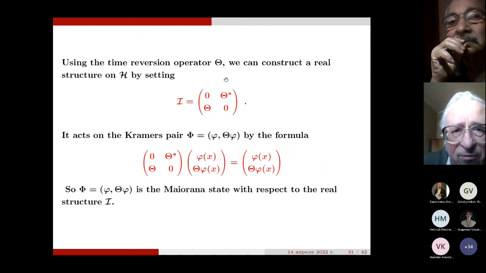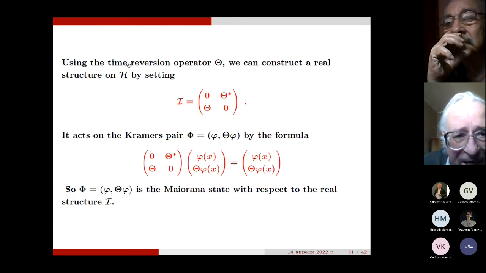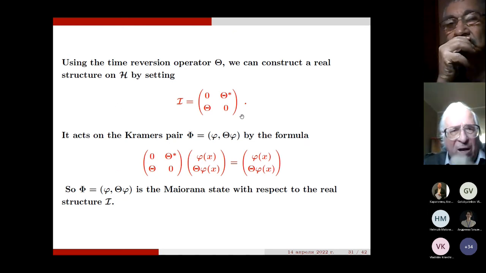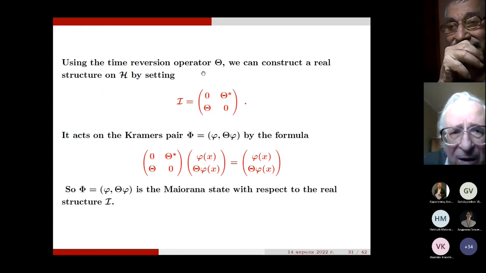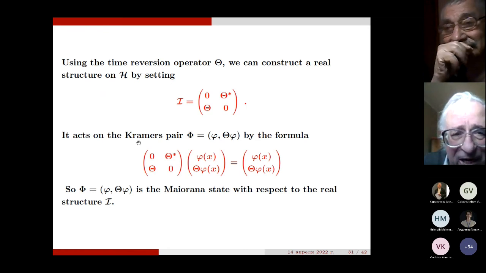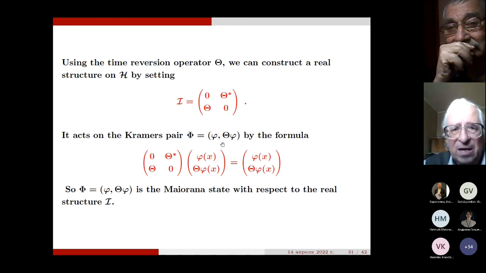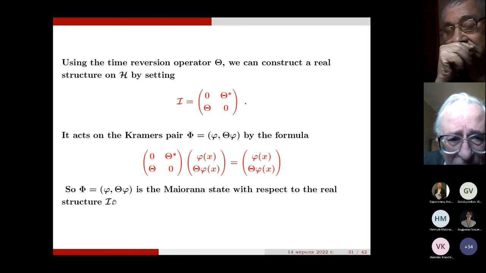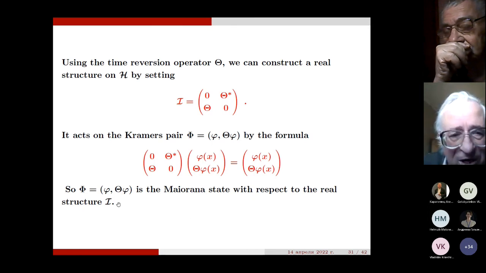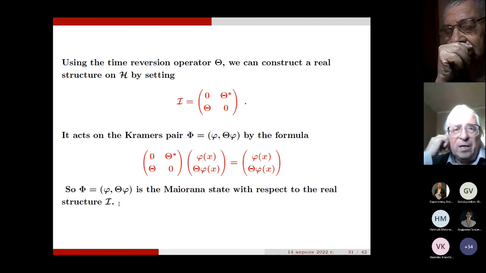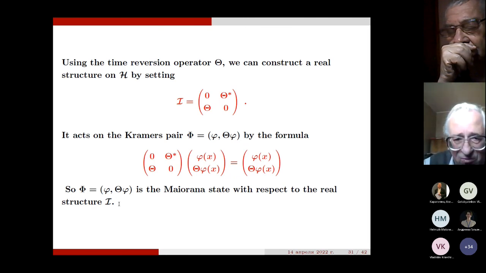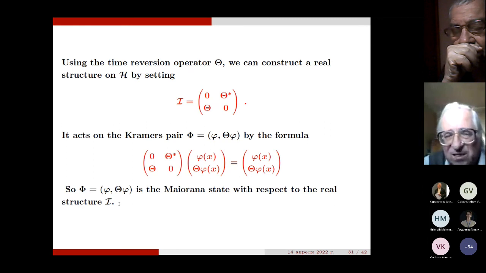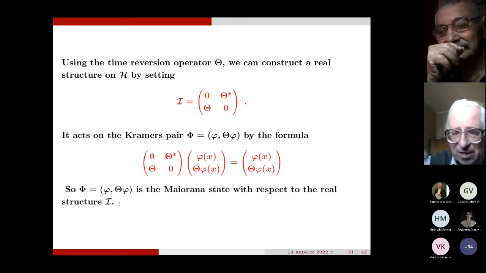Using the time reversion operator theta, we can construct a real structure on H tilde by setting the following form. It acts on the Kramers pair phi by this formula. That is very easy to compute. So this phi, which is this quasi-particle composed of phi and theta phi, is the Majorana state with respect to the real structure I. So Majorana states have a special property: they are real in this sense. They are fixed by this real structure I.